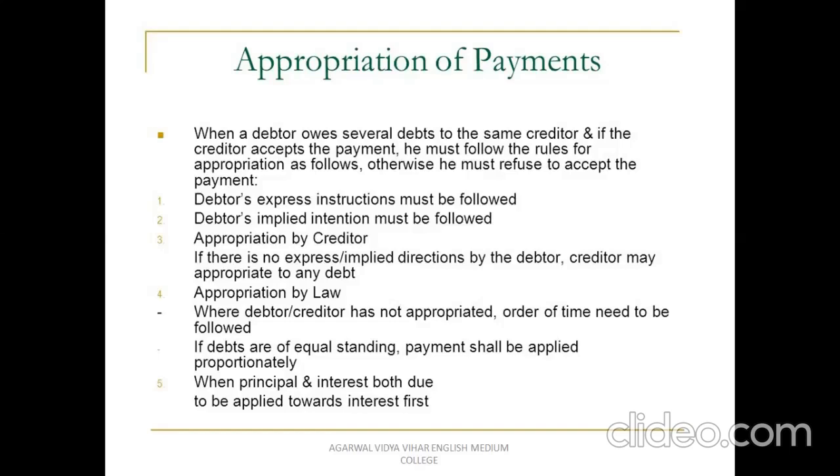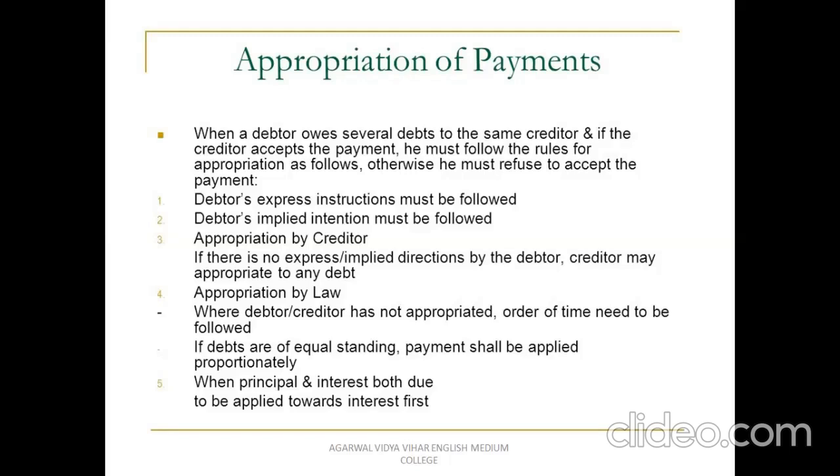The third is appropriation by the creditor. Creditor means the banker. When the debtor does not give any instruction, whether implied or express, in that situation the appropriation must be done according to the instruction of the creditor, according to the instruction of the banker.